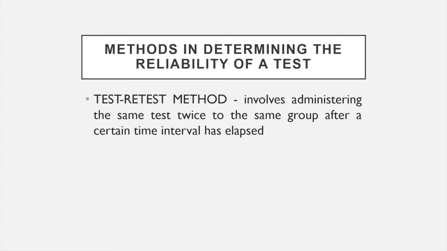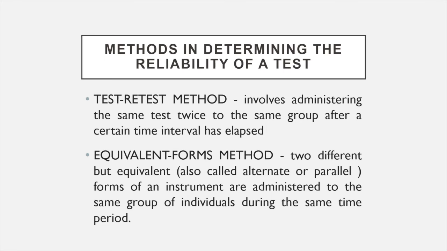The first one is the test-retest method. It involves administering the same test twice to the same group after a certain time interval has elapsed. A reliability coefficient is then calculated to indicate the relationship between the two sets of scores obtained.